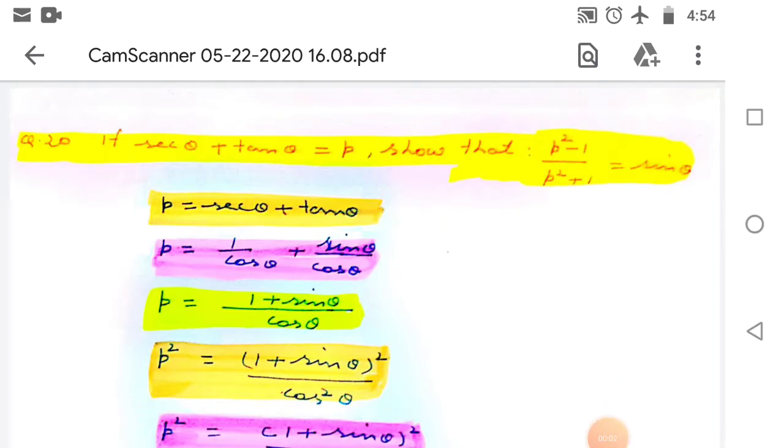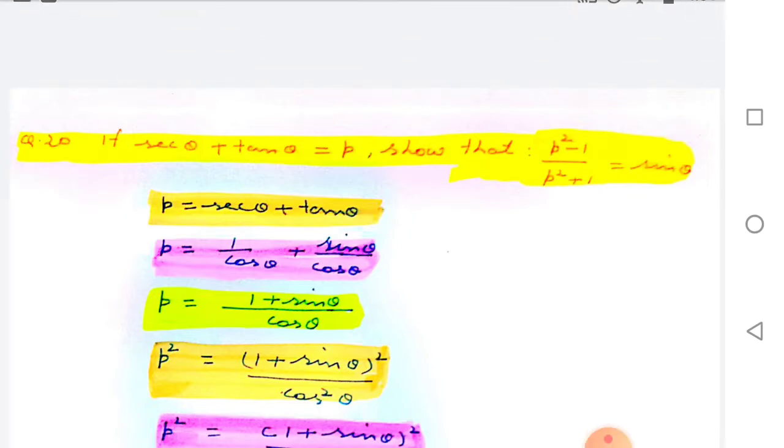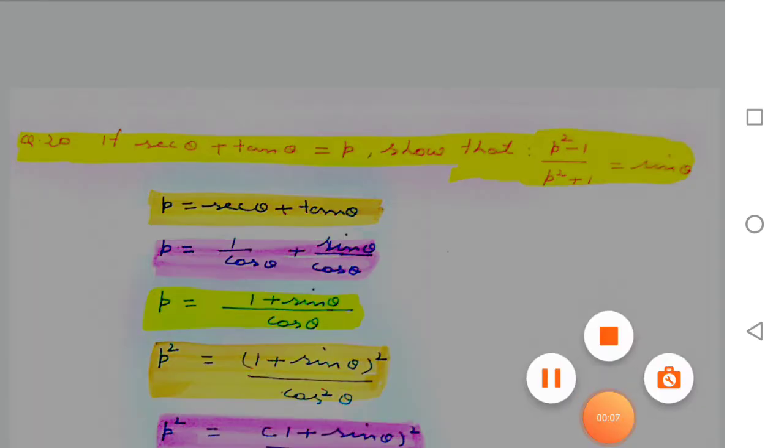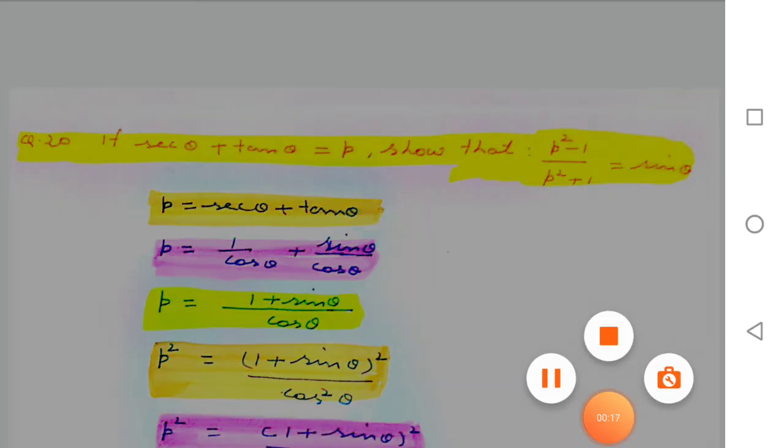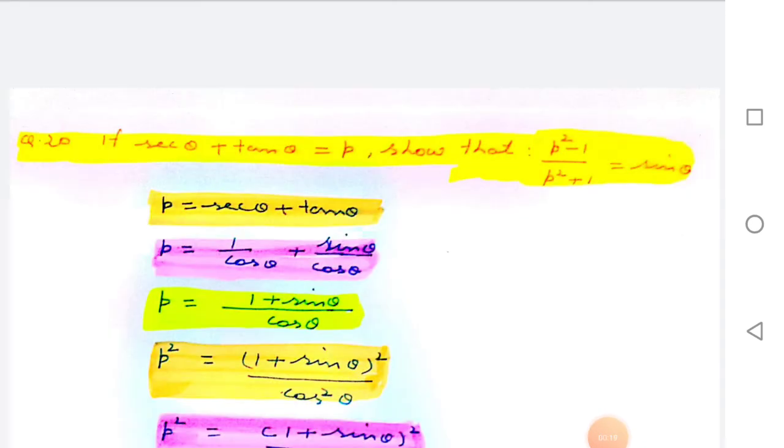Hello students, let's start the second part of introduction to trigonometry, some important questions, and here question number 20.